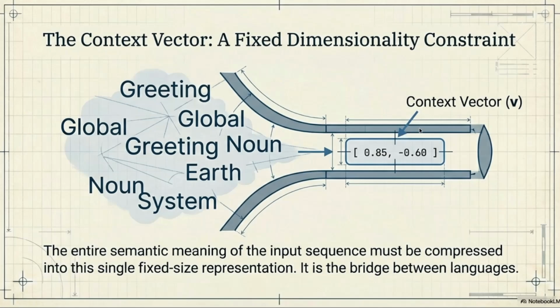This final state is what we call the context vector. Again, if you remember from the previous video, it is the bottleneck of this architecture. Whether the input was a short greeting or a long paragraph, the encoder must compress the entire semantic meaning into this fixed size vector. In our example, the vector 0.85 and -0.6 is the mathematical representation of the abstract concept of "hello world".